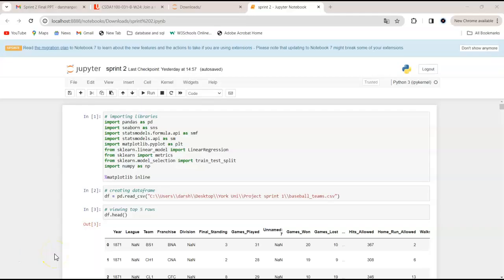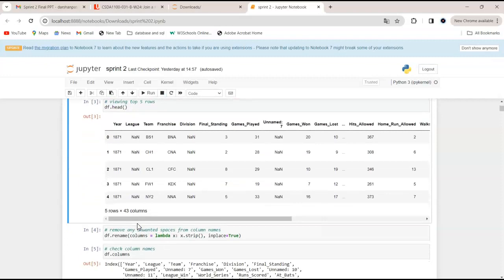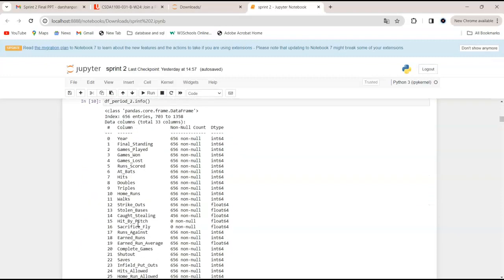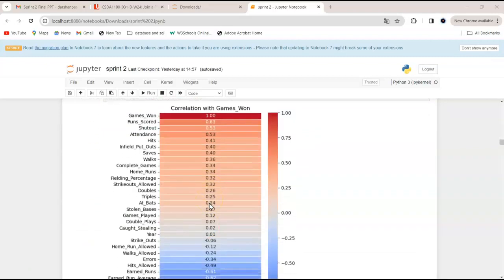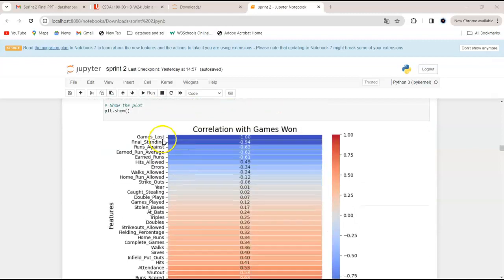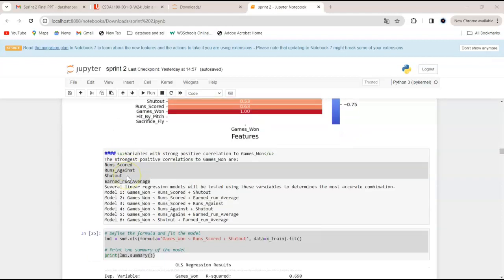So to analyze the actual and predicted games won for this time period, I have used different variables using the correlation graph. So first of all, I have imported all the data that is given for the baseball history from the starting. After importing all the data, I have created a correlation graph so that it's easy to select the variables. So I have selected the variables which have a value of more than 0.5. So in my case, runs scored, shutout, and in the negative, runs against and so on I have selected.